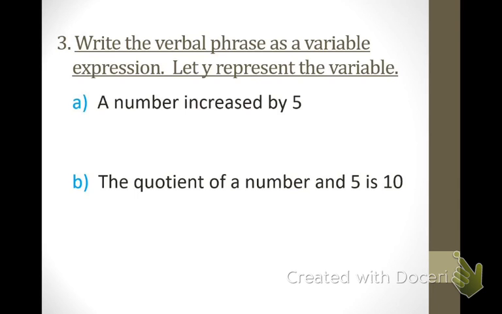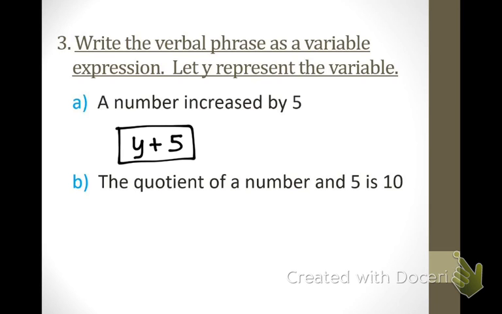So this tells me here to let y represent the variable. So instead of saying a number, what will I write? Y. Then next up we've got increased by, which would be a what? Plus. And the last thing is 5. So that's all it is. You're just writing an expression. That means a number increased by 5.